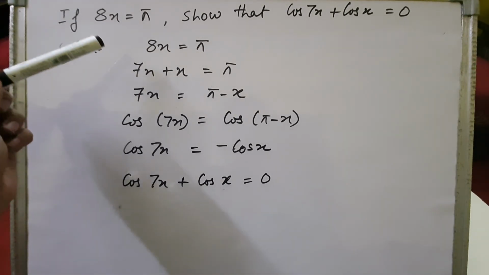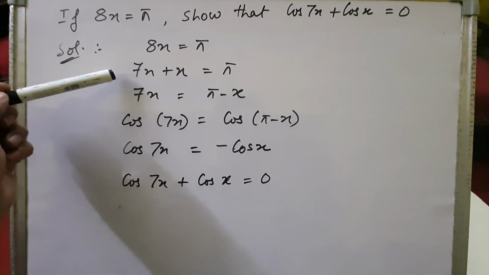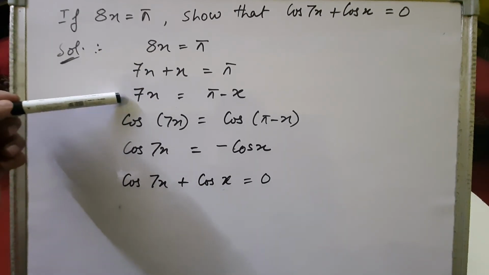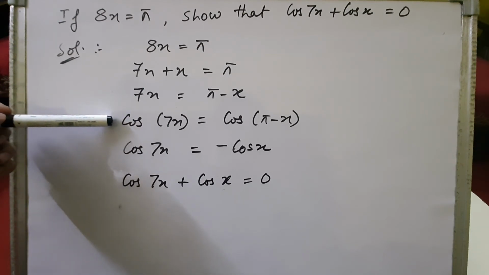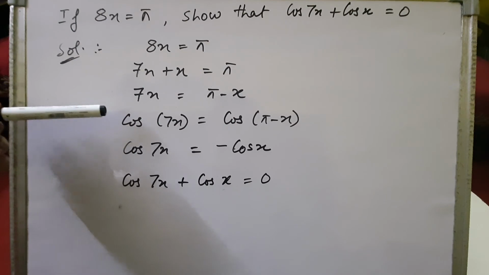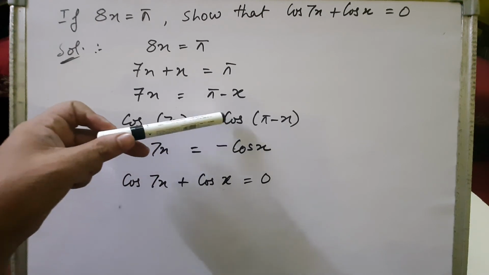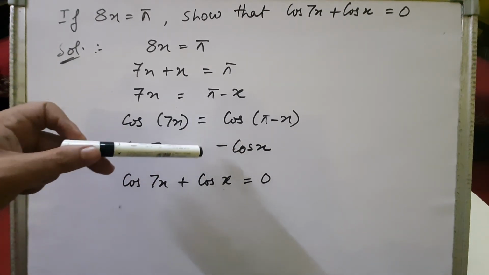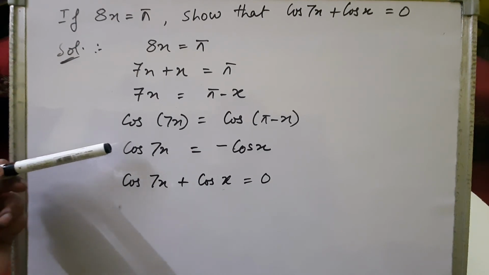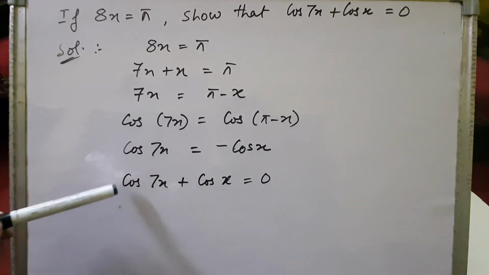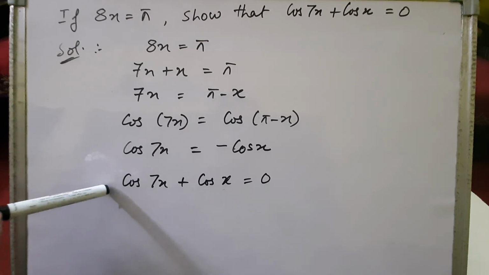It is given that 8x equals pi. So 8x can be written as, children, 7x plus x, right? And if we transfer x to that side, it will become 7x equals pi minus x, right? Take cos on both sides. What we'll get? Cos 7x equals cos of 180 minus x. Now cos 180 minus theta: again, in case of 180, cos will remain cos, the same. And 180 minus theta lies in the second quadrant. In the second quadrant, cos is negative. So what we'll get? Minus cos x. That means cos 7x equals minus cos x. When we transfer this minus cos x to this side, we get cos 7x plus cos x equals 0. Alright, children. Note down, please.